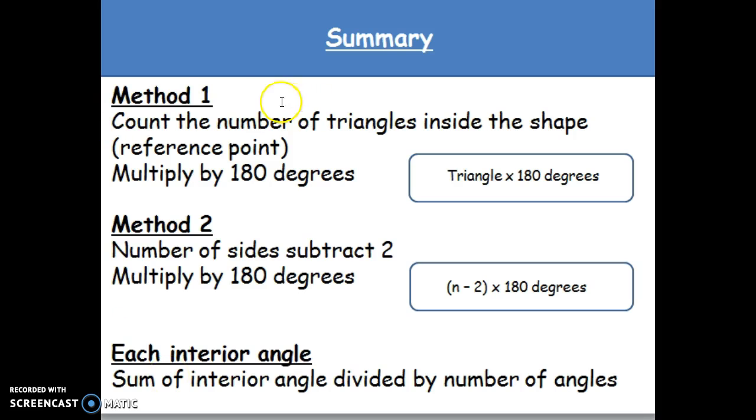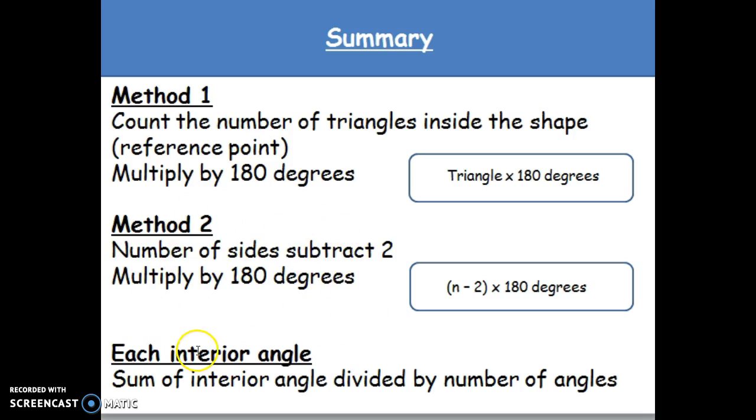So as a summary, there are 2 methods. The very first method is count the number of triangles inside the shape, using a reference point, and then you multiply that number by 180 degrees. The second method is you take the number of sides, subtract 2, and then you multiply by 180 degrees. Realistically, if you could see how many triangles there are, you use the very first method. But the second method actually works for all sides, so you might get a 20-side shape, a 40-side shape, and you're not going to sit there and count how many triangles there are. So what you do is you use the second method.